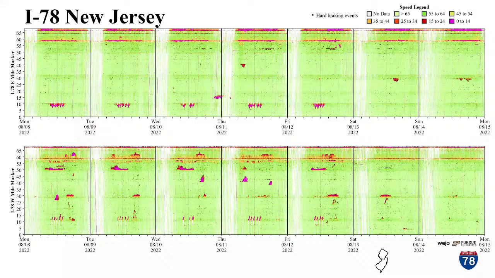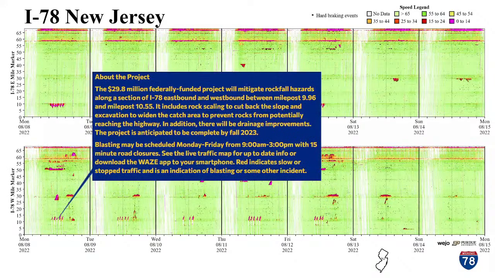If you look at the bottom on the I-78 westbound heat map, around mile marker 10 to 15, we see these interesting patterns, which are very thin slices of congestion, but we wanted to investigate what that was. On further investigation, we found out this was a rock blasting project, which was scheduled Monday to Friday from 9 to 3 with 15-minute road closures last summer.